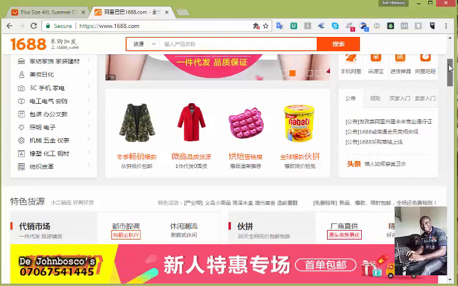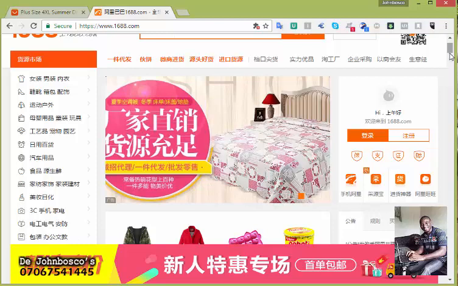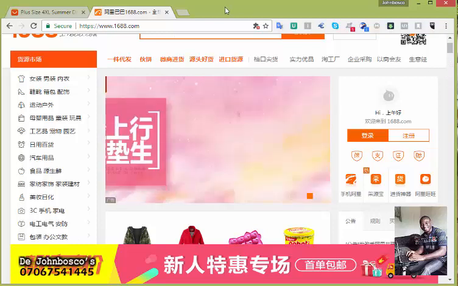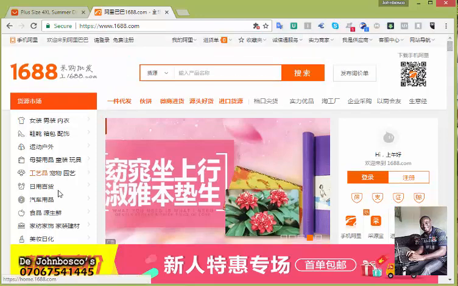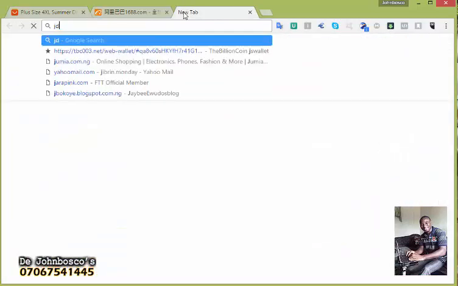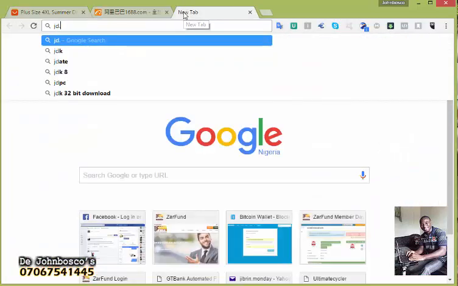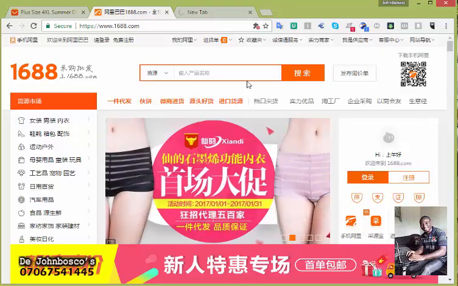So 1688 is always in Chinese. Okay, it's in Chinese. Let me take a look at this. 1688 is a Chinese site. Just like JD is also a Chinese site. It's good, but some things here are costly.